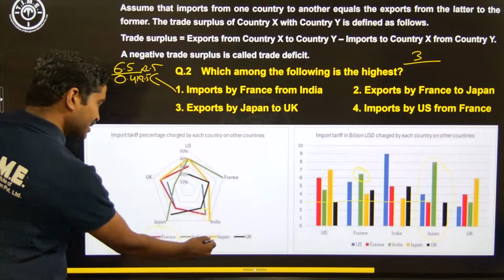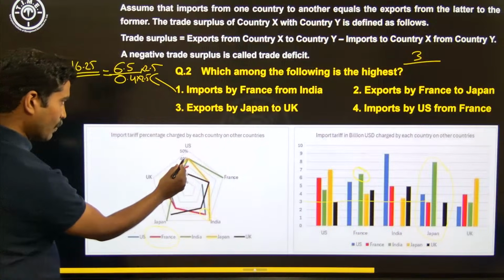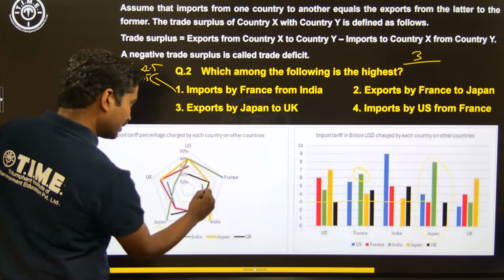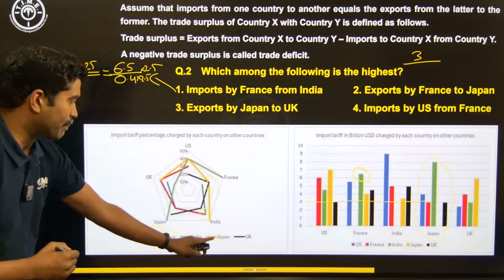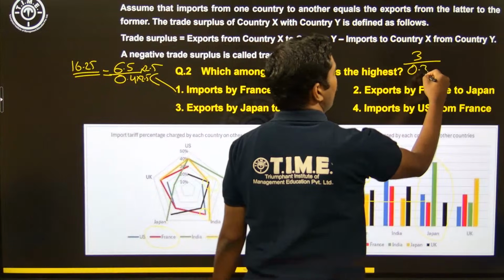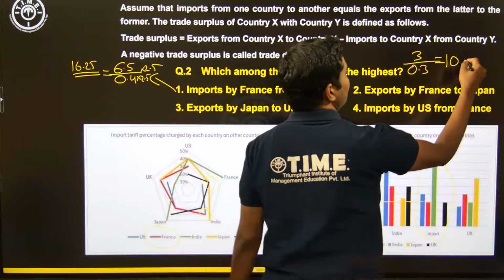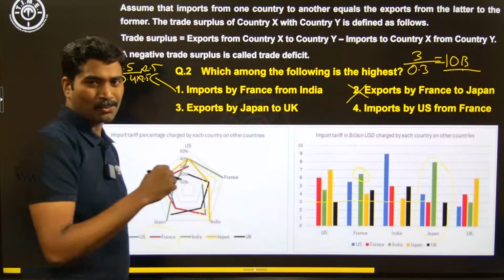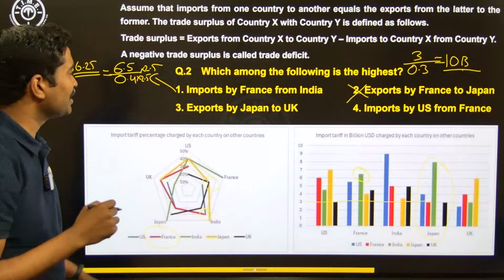Check Japan. Japan is this yellow one. Where does this yellow one touch France? Yellow, France, this is 10%, 20%, 30%. When Japan touches France, that is 30%. So 3 by 0.3 is how much? 10 billion USD, which is less than option 1 anyway. So it's not option 2. Option 2 is gone. What about option 3?